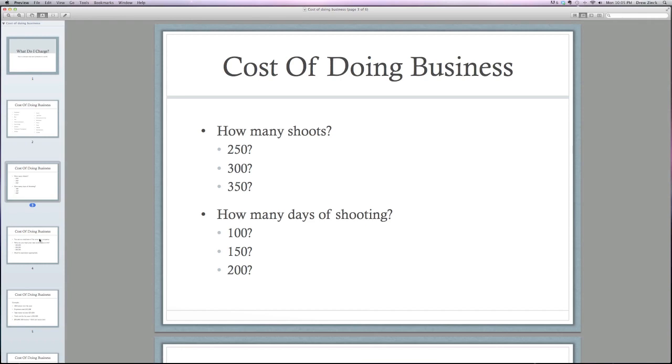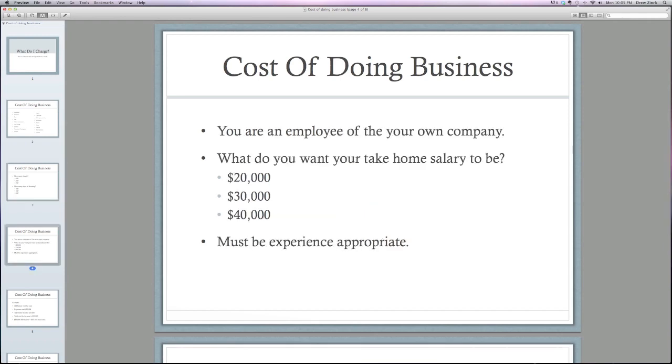Finally, the last thing you have to calculate or figure out is what you want your take-home salary to be. Now, you have to realize that you're an employee of your own company, so you do have to take some kind of salary. And typically, that is experience appropriate and also area appropriate. Somebody living in the Midwest is going to be able to live on a much smaller amount of money than, say, somebody living in LA or Chicago or Atlanta, Miami, that type of thing. So you need your salary to be, one, experience appropriate, and two, it needs to be area appropriate.